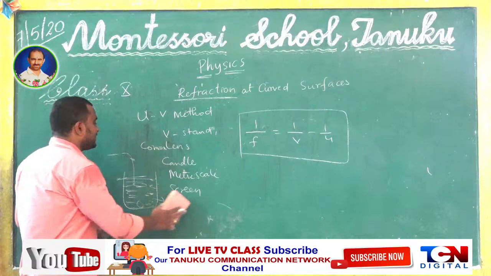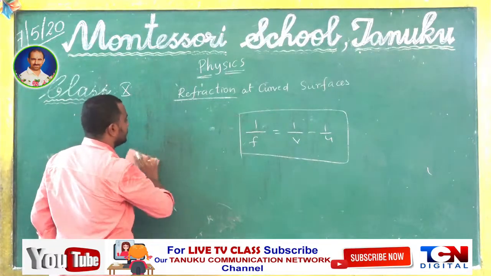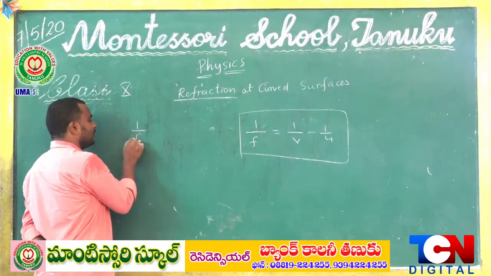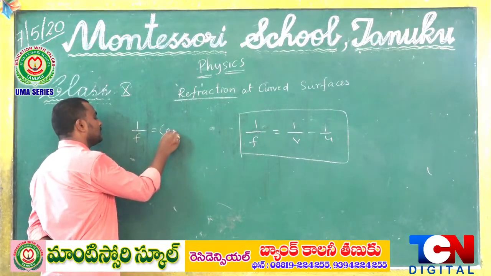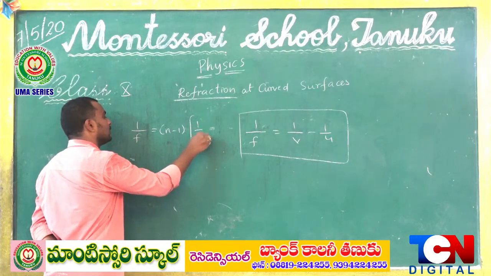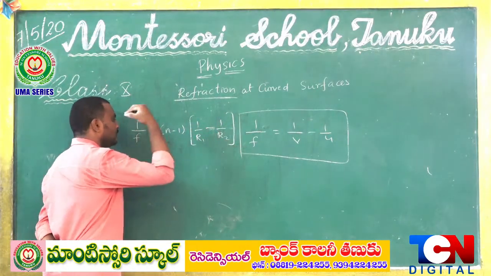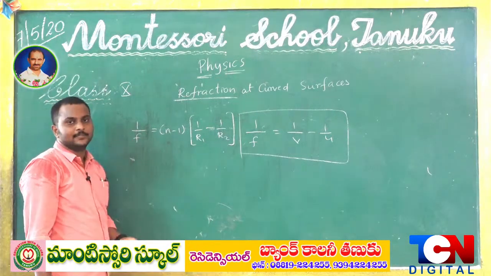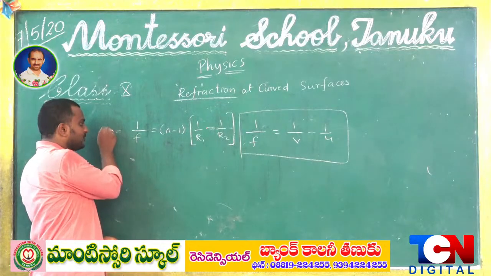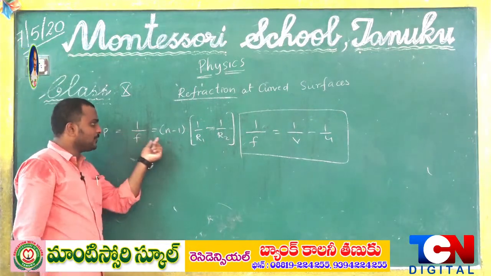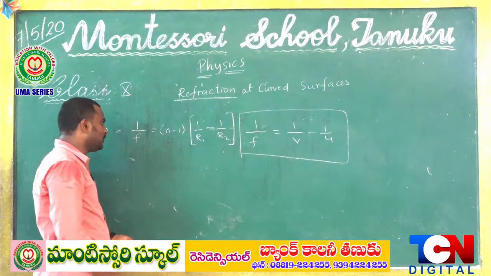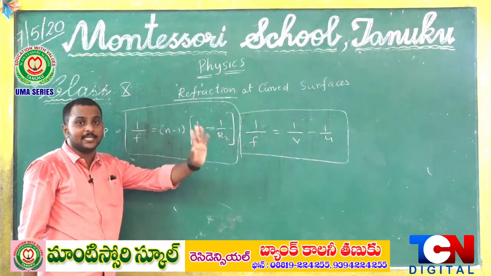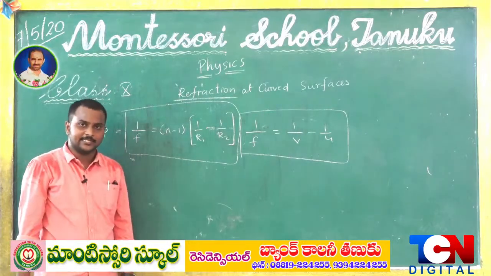Next we have lens maker's formula. Who makes us the lens? They use this formula to find the lens power of the lens. So you know 1 by f is equal to power. So 1 by f is equal to (n minus 1) into (1 by r1 minus 1 by r2). This is lens maker's formula and this is a lens formula. Now let us move on to the next lesson.